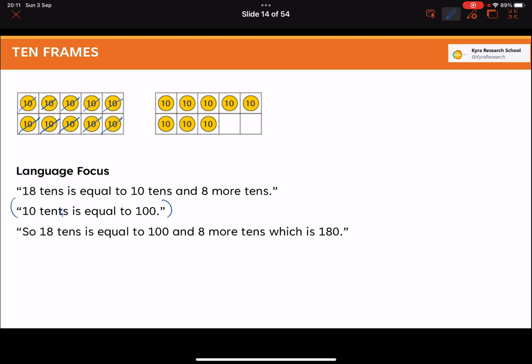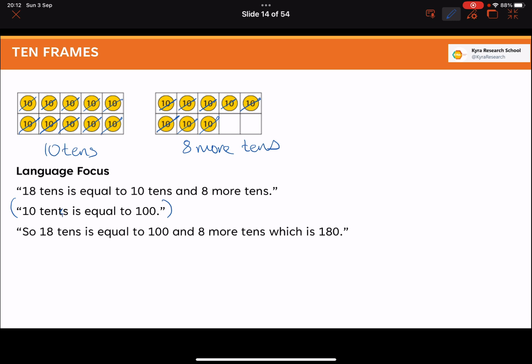But then I've got some more tens. I've got 1 ten, 2 tens, 3 tens, 4 tens, 5 tens, 6 tens, 7 tens, 8 tens. I've got 10 tens and 8 more tens. So I've got 18 tens is equal to 10 tens and 8 more tens. 10 tens is equal to 100, so 18 tens is equal to 100 and 8 more tens, which is 180.